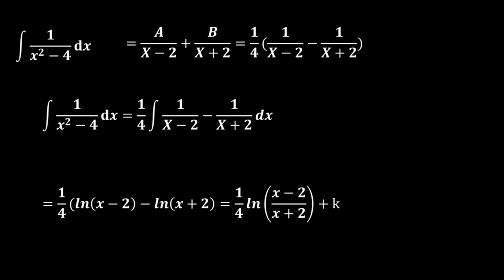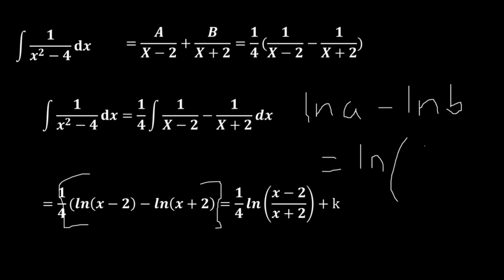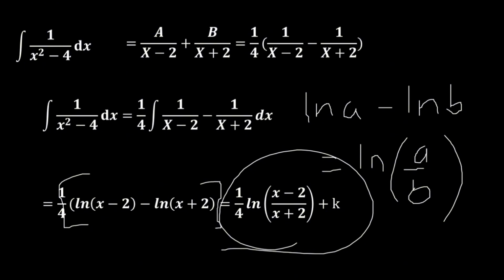Okay, including an integral sign, you're going to have integral of, and integrating, you're going to have ln of x minus 2 minus ln of x plus 2. We keep the square bracket. Okay, from law of indices, ln a minus ln b is equals to ln a all over b. We're having this as our final answer.